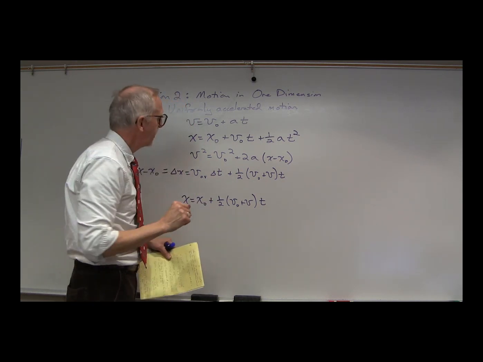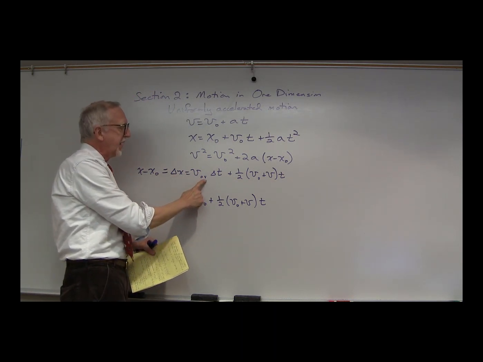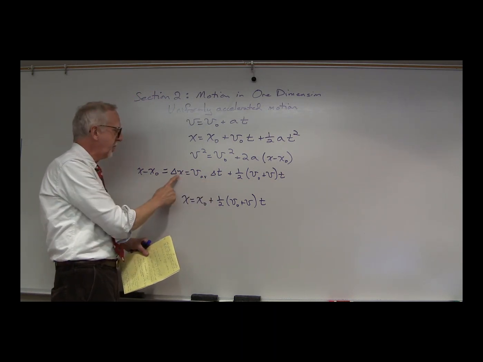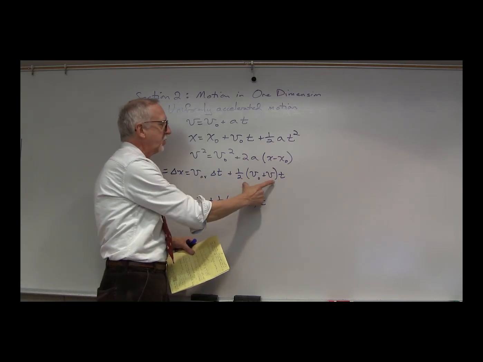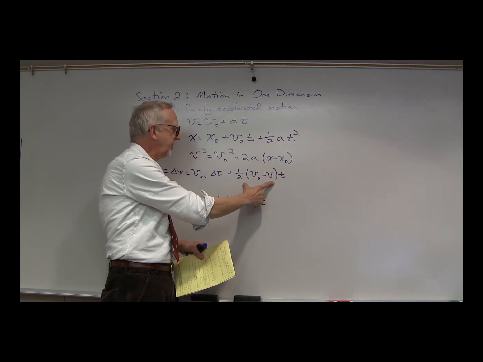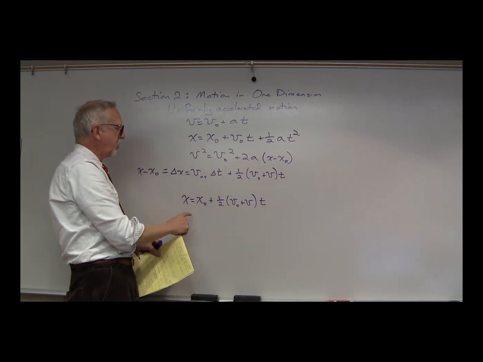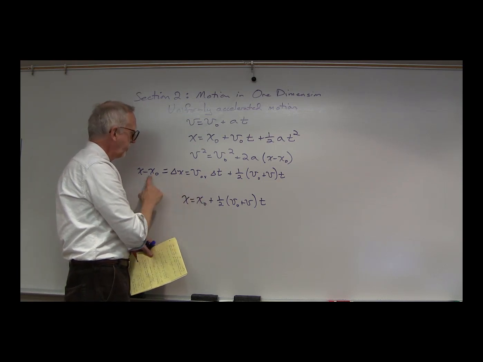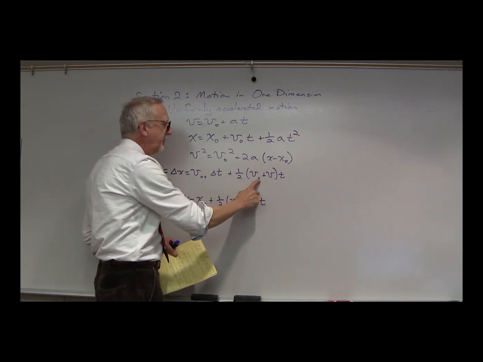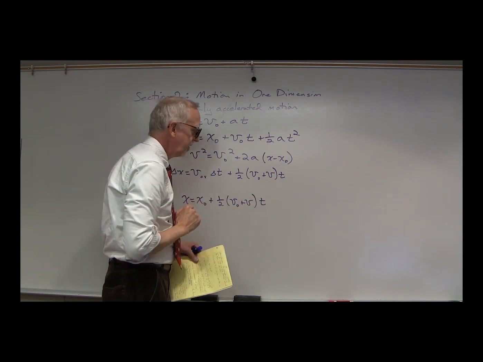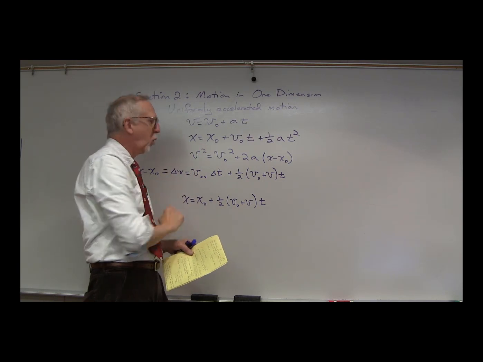We'll see why. Now let's remember we already wrote that delta x was equal to v average times delta t, and remember delta x is x minus x naught, and v average we found was 1/2 (v naught plus v), and delta t is equal to t. Bringing the x naught over, x equals x naught plus 1/2 (v naught plus v) times t. There we go. This leaves us with 1, 2, 3, 4 equations.